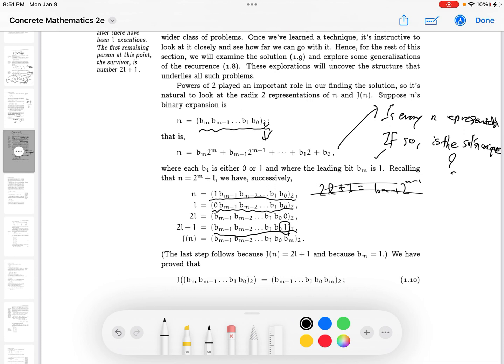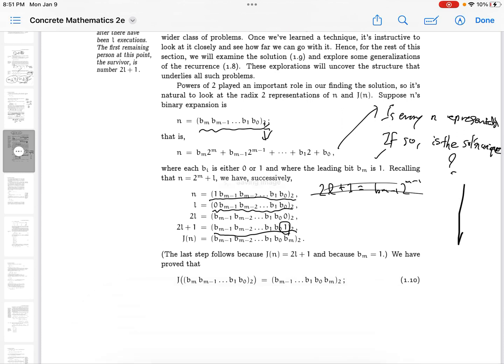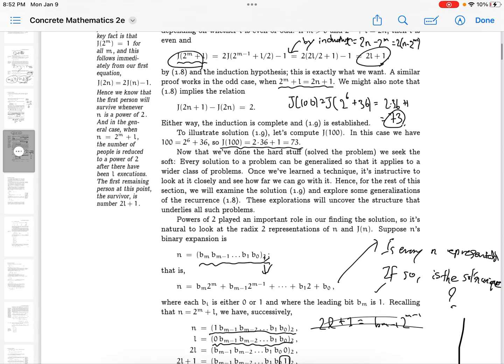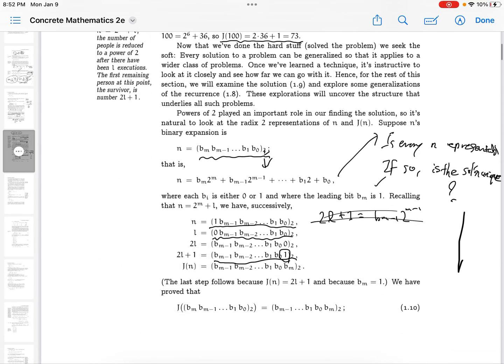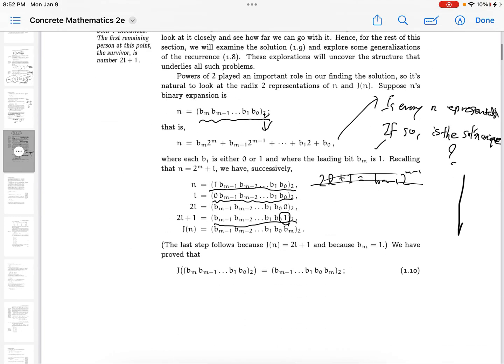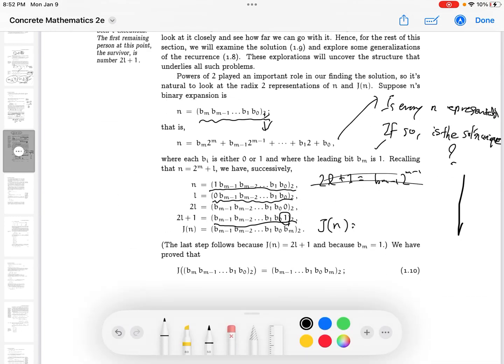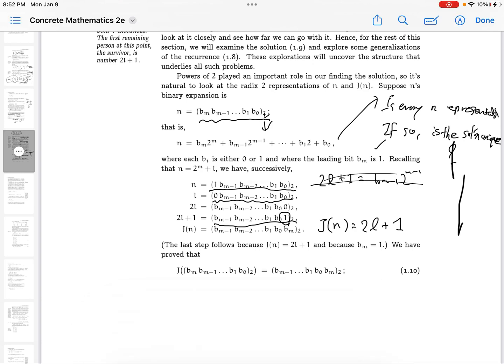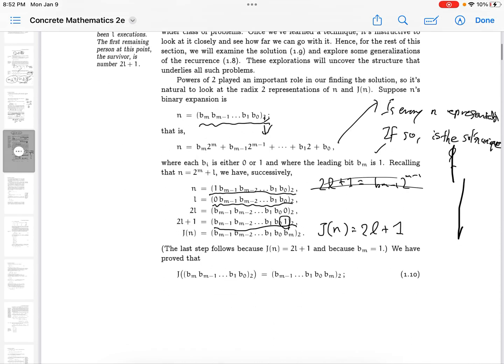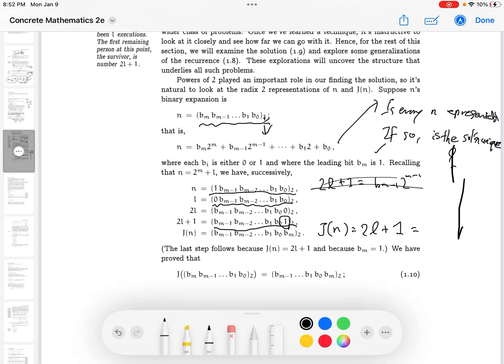J(n) is now, what you need to keep in mind is the thing we proved last time: J(n) is equal to 2l plus 1. So here we have 1, and 1 is equal to bm. So it becomes (bm minus 1 ... b1 b0 bm).